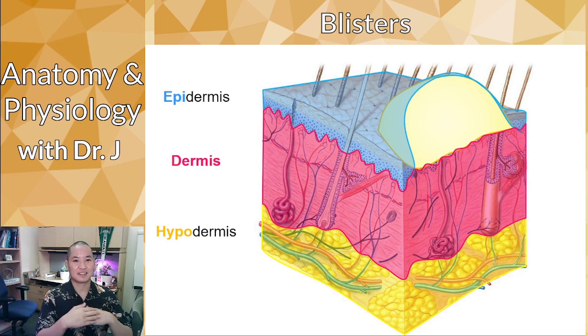But again, why does that happen? If you rub the epidermis and dermis enough, eventually the junctions that hold them together can start to detach. So if the two layers start to detach, fluid can build up, and that's why we get blisters.